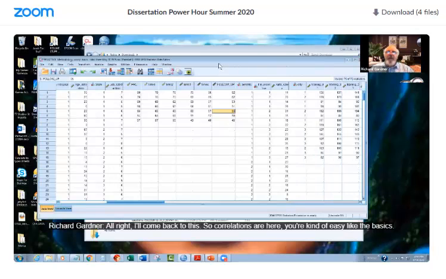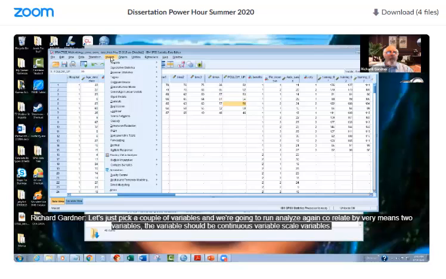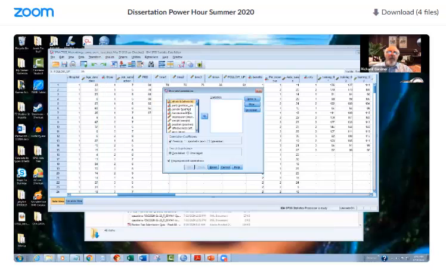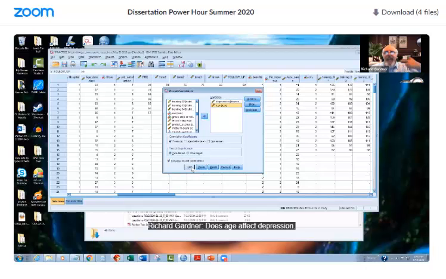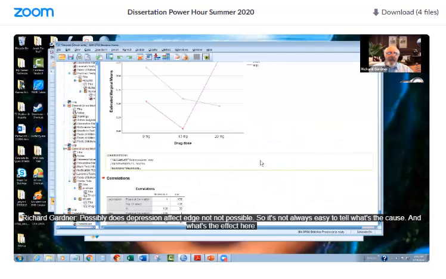So correlations are kind of easy. They're like the basics. Let's just pick a couple of variables, and we're going to analyze again, correlate. Bivariate means 2 variables. The variables should be continuous variables, scale variables. I'm just going to pick depression and, I don't know, age. So, does age affect depression? Possibly. Does depression affect age? Not possible. So it's not always easy to tell what's the cause and what's the effect here.